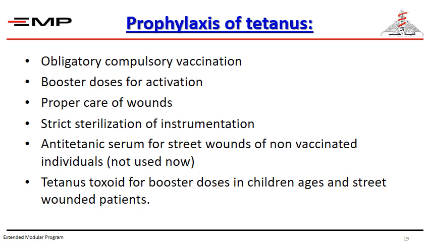Anti-tetanic serum was given for street wounds of non-vaccinated individuals. Now it's not used because all individuals are vaccinated. Tetanus toxoid for booster doses in children and in patients wounded in the streets is recommended.